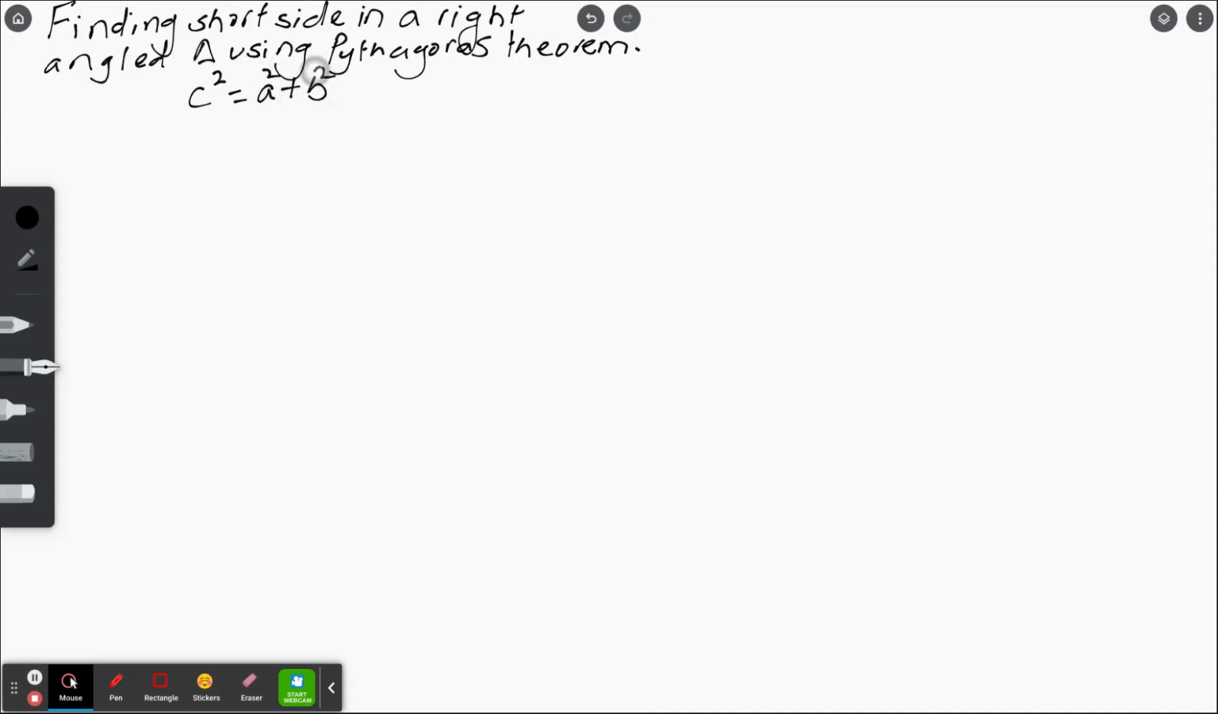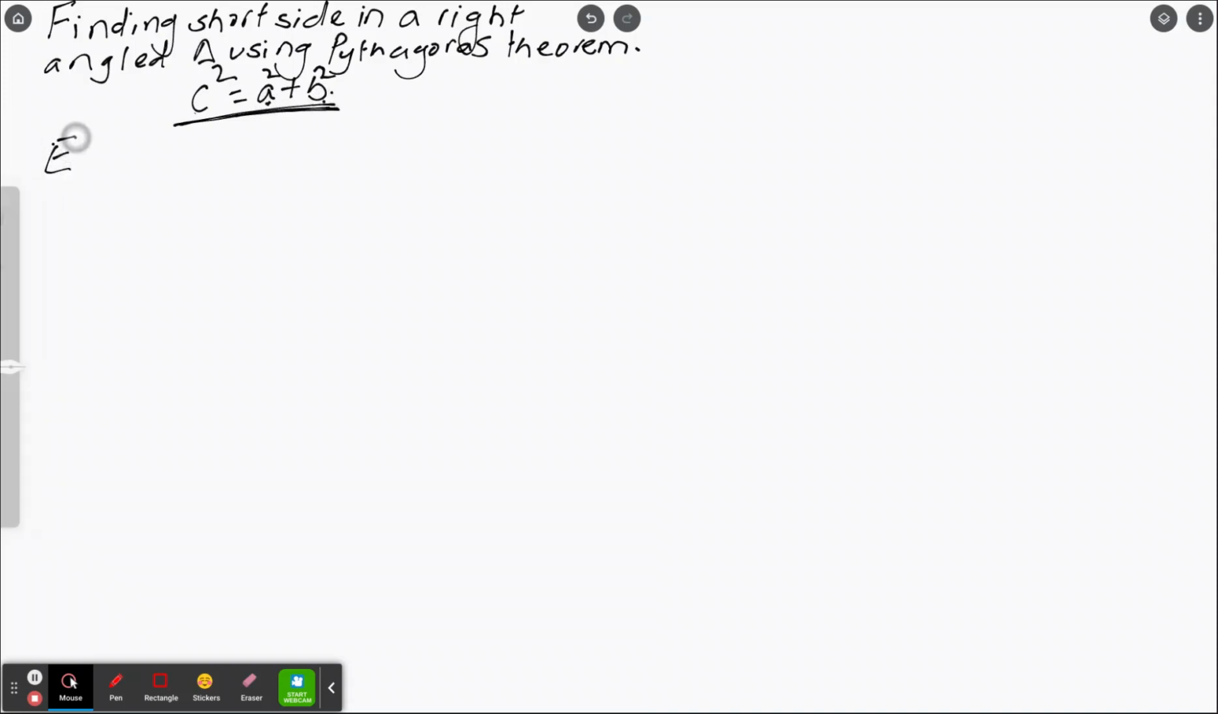So basically what we need to do is rearrange this formula to find either an a or a b. Last video we learned how to find c, which was the longest side. So today we're going to learn how to find either an a or a b. All right, so let's learn that using an example.